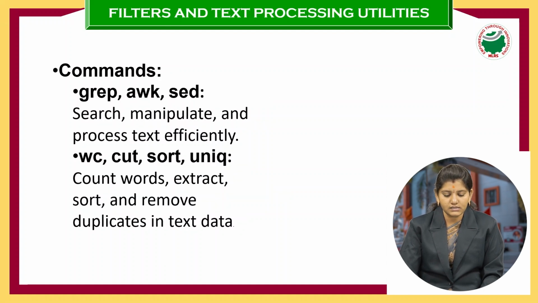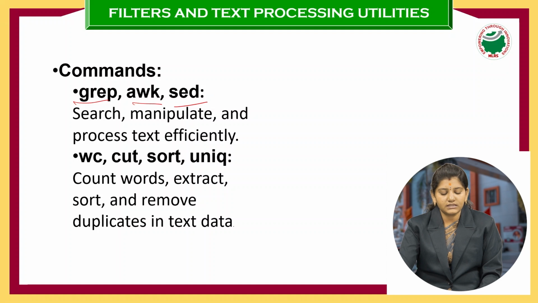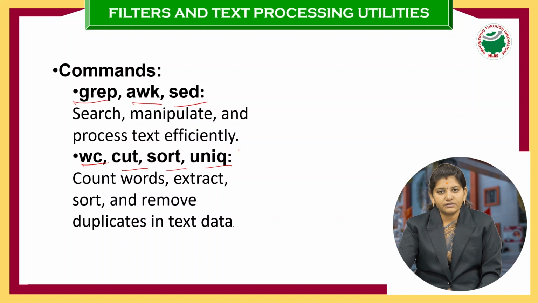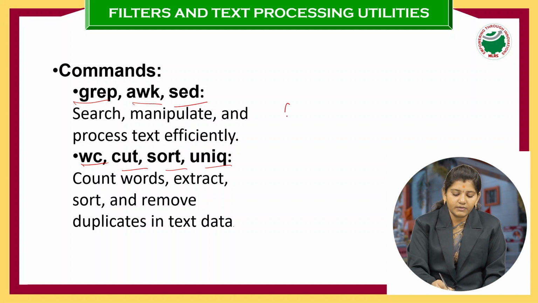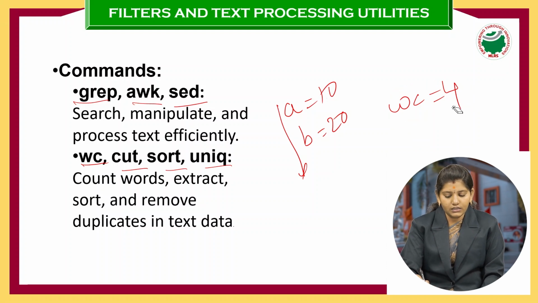Filters and text processing utilities. Filters and text processing utilities are nothing but what is used to manipulate the data and to process the data. In this we have different commands like the grep command, awk command and sed command. The grep command is used to search the data where we have stored, and awk and sed commands are used to manipulate and process the text efficiently. And the next commands are wc, cut, sort and uniq. These are used for the word count, like the data we are placing, for example a equals some value, b equals some value, and it shows the word count, like in the first line we have 4, and like that it will show.